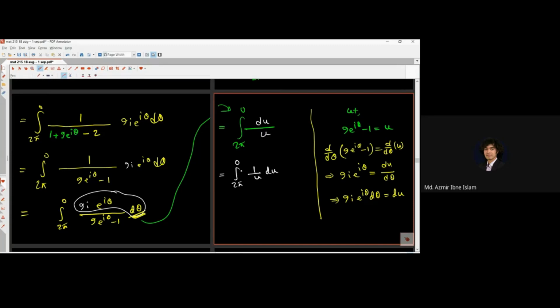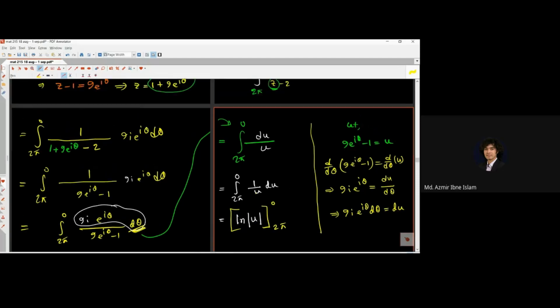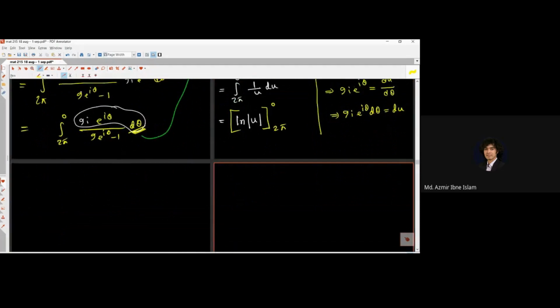Remember, whatever limit we have, that is not for u, it is for theta. We can only apply the fundamental theorem of calculus with the limits 2 pi to 0 if we have a theta function. So the integral of 1 over u du is the natural log of modulus u, right? With upper limit 0, lower limit 2 pi. In this part, we can't input the upper and lower limit here because these limits are for theta, but we have u. So we have to convert u to theta again.